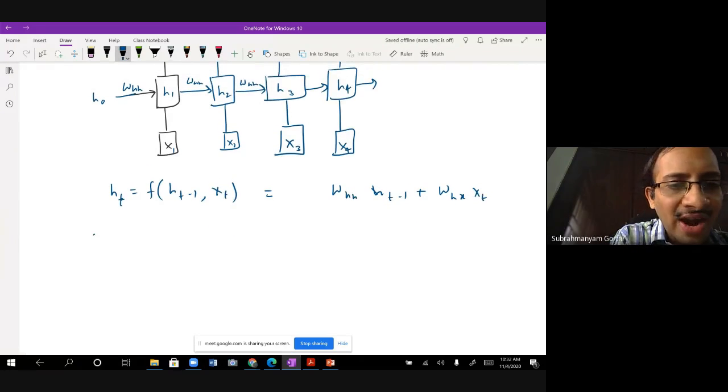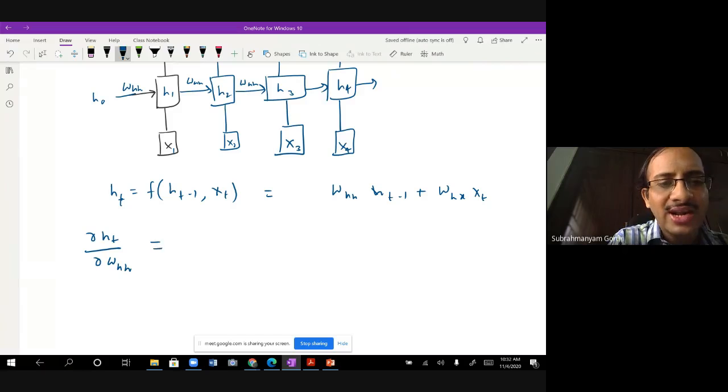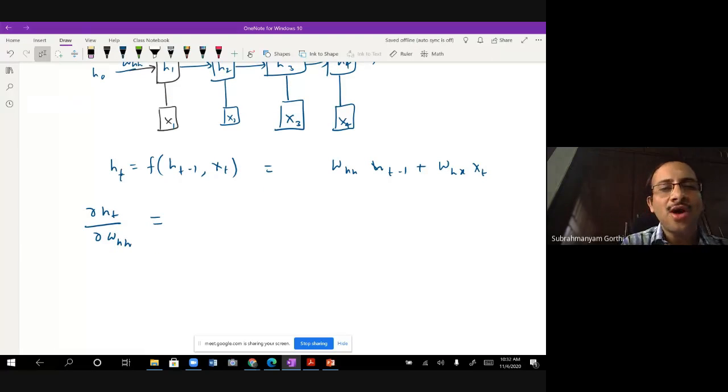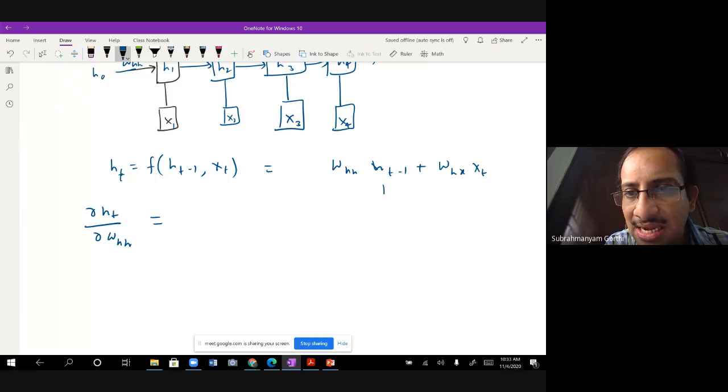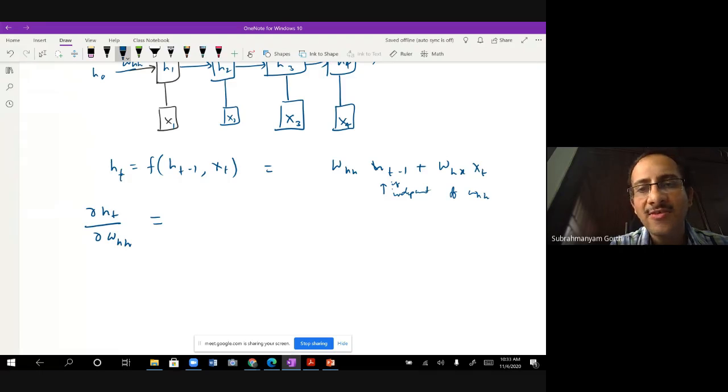Now we had a term here to find, ∂h_t/∂W_hh. This is what we need to find. So now I would like to hear from you an idea of how do we do it. If we assume that this is independent of W_hh, then you can simply find it. If this is independent of W_hh, then ∂h_t/∂W_hh is equal to how much?